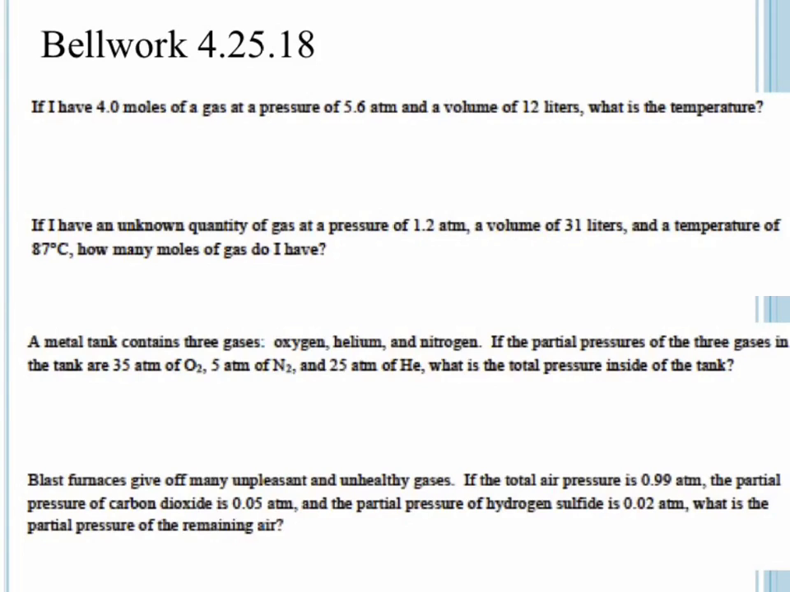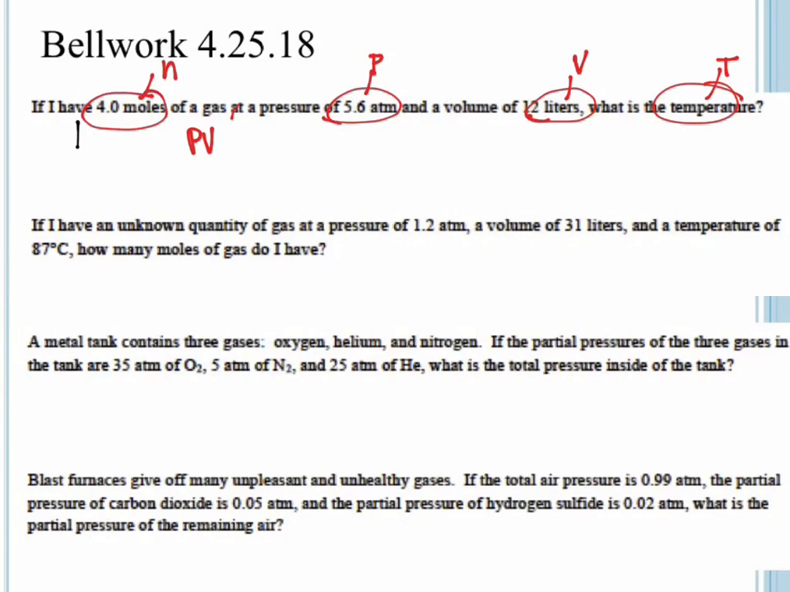Let's work it. I need you to focus. So 4 moles is what variable? At a pressure of 5.6, that is P. 12 liters, and I want to know T. So PV equals nRT. It does not say what to have temperature in, so I would just stop at Kelvin.